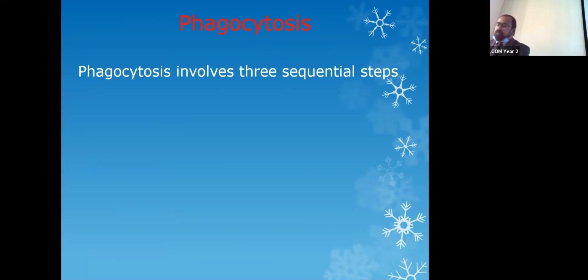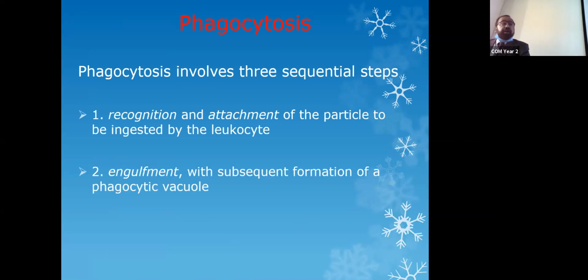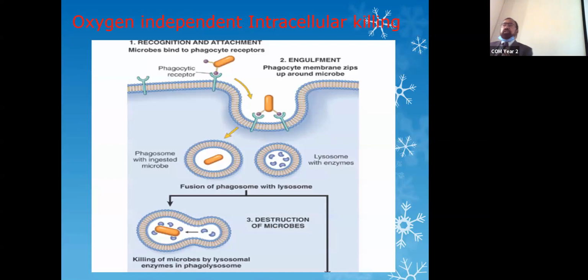What happens? The phagocytosis involves three sequential steps. One is recognition and attachment with the leukocyte, then engulfment, they engulf the bacteria, and finally it degrades or kills the bacteria. How does it do this? You see this picture, and in this picture the microorganism is recognized by this receptor. Then it takes the microorganism inside by an amoeboid type of movement. For example, this is one microorganism, and then it engulfs it like both pseudopodia coming, and it takes this microorganism inside the neutrophil, and then it comes as a phagosome.